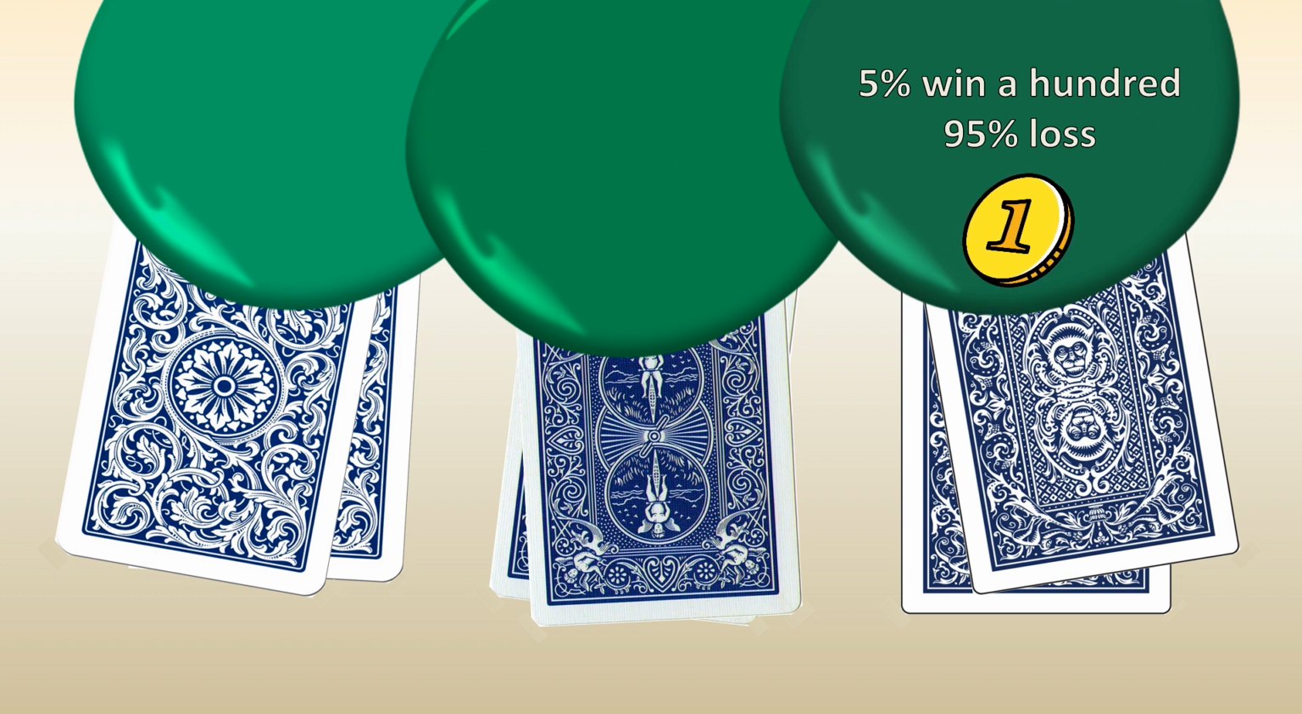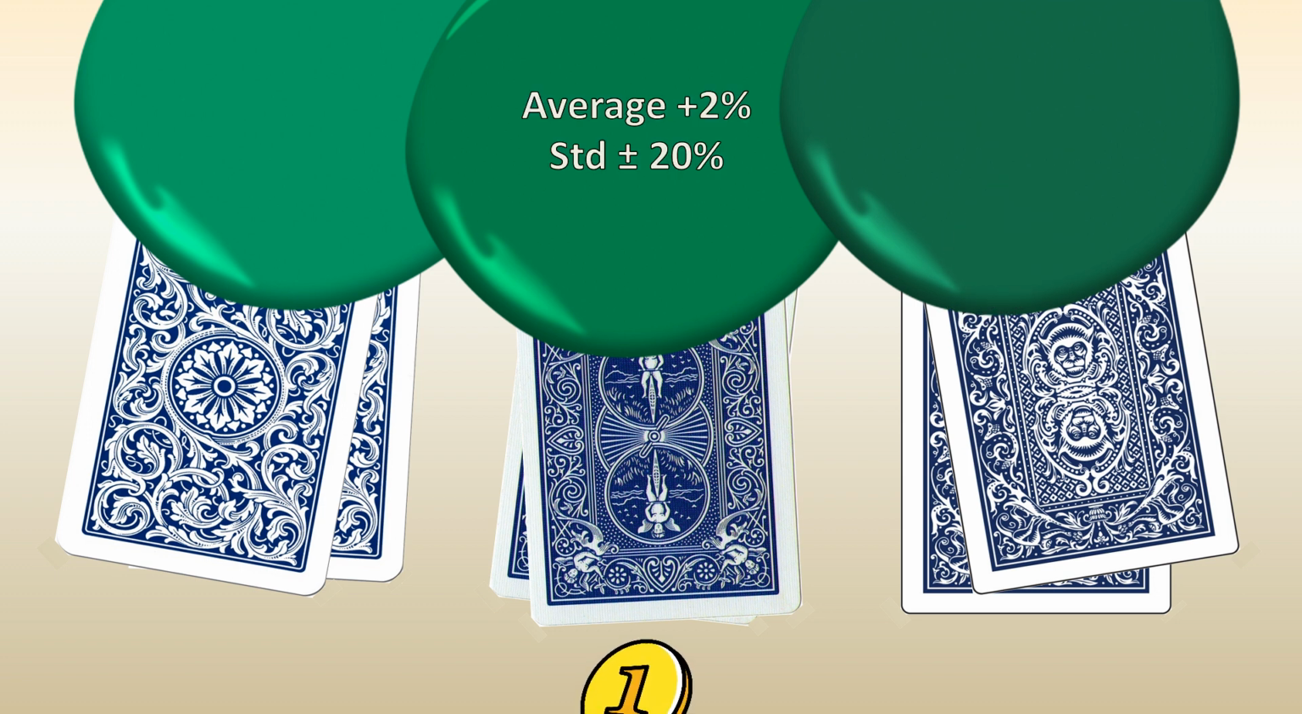Or the third scenario is, what if there was a stock or mutual fund that had average returns of 2%, but a standard deviation of 20%? How much of your savings would you invest in that stock or mutual fund?